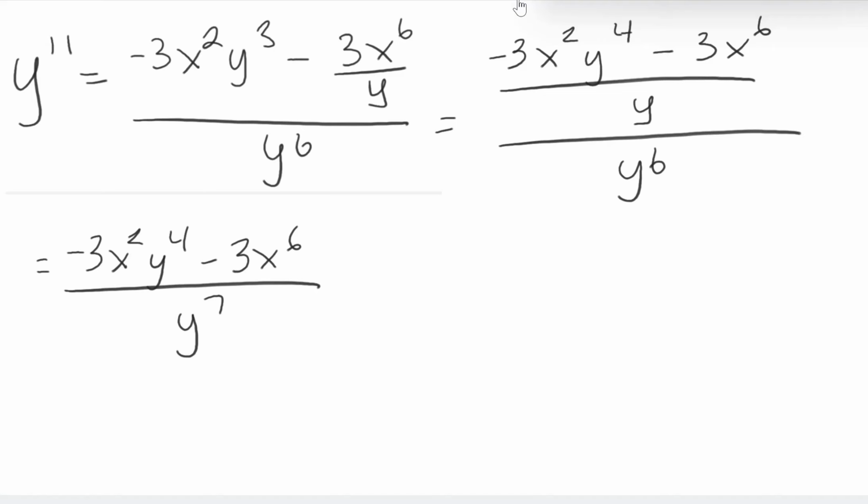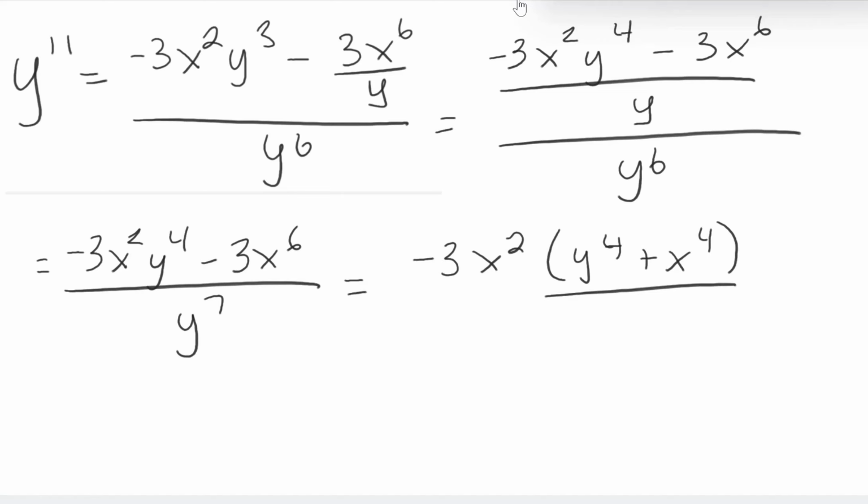This is one of those problems where, if you got it to this point, you're probably pretty good. Because the next step that the book has, I'm going to show you, it's not nearly as intuitive. If I didn't see it, I probably would not have thought to do this. And this would be fine. So they actually pull out a negative 3x squared, and they're left with y to the 4th plus x to the 4th over y to the 7th.